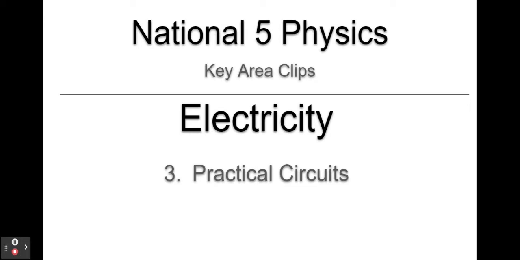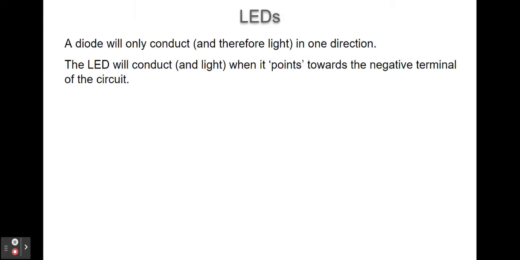Hello, today we're going to have a look at the third key area of the electricity unit at National 5 Physics, practical circuits. And the first we're going to look at are the idea of LEDs. Now, an LED is a diode, so it stands for light emitting diode in fact. And a diode will conduct, therefore an LED will light, if it's connected only in one direction.